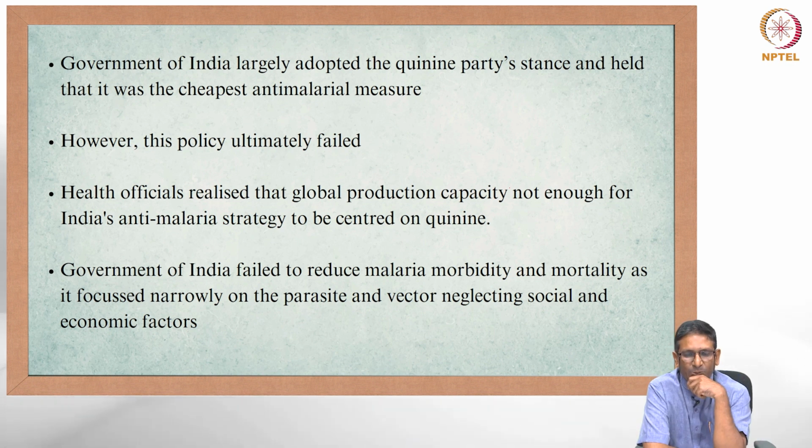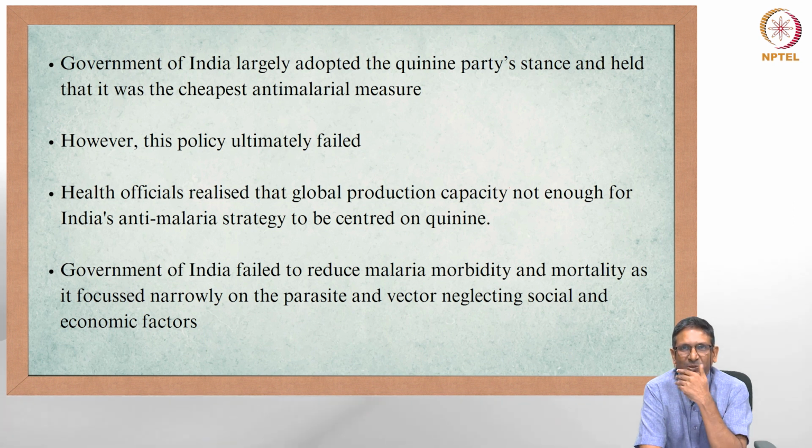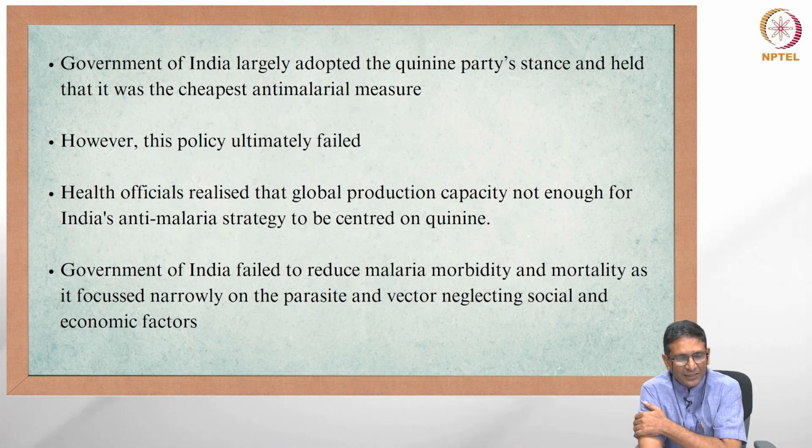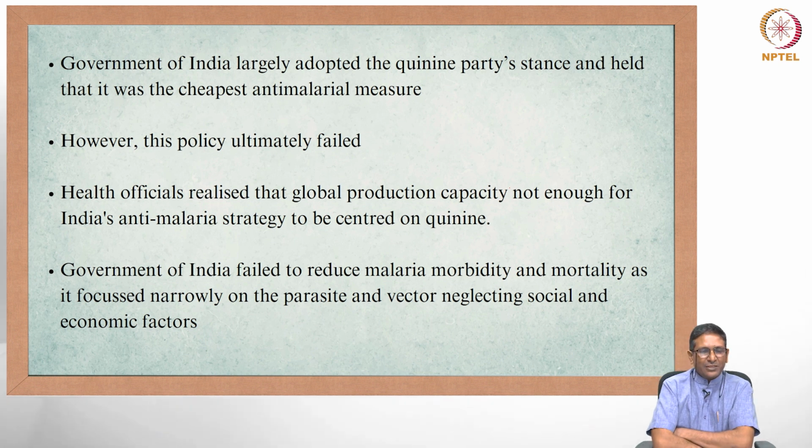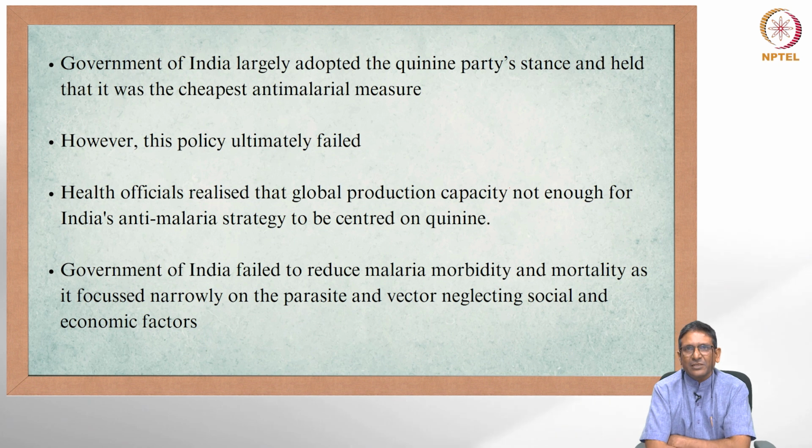But between these two schools, as we have been seeing, the government of India largely adopted the first school's stance, because among other things, the most primary reason was that it was the cheapest anti-malarial measure possible, and this measure eventually failed. Health officials realized that global production capacity was not enough. The production capacity of quinine or other kinds of alkaloids was not enough for India's anti-malarial strategy, which was centered essentially on quinine.